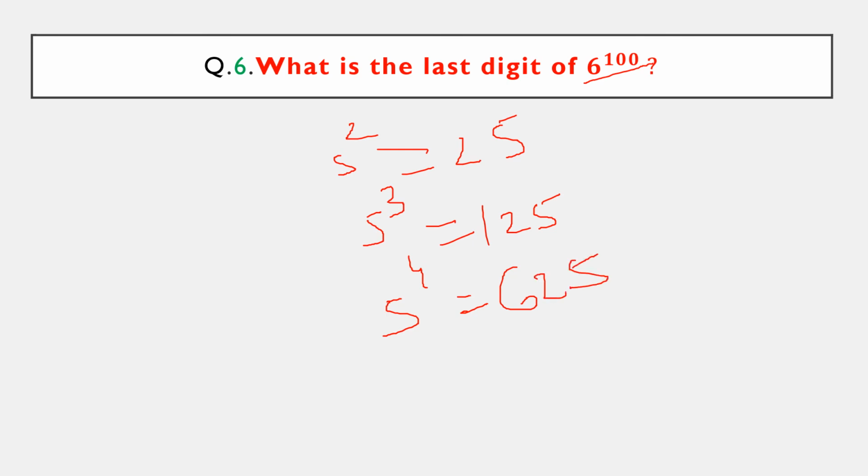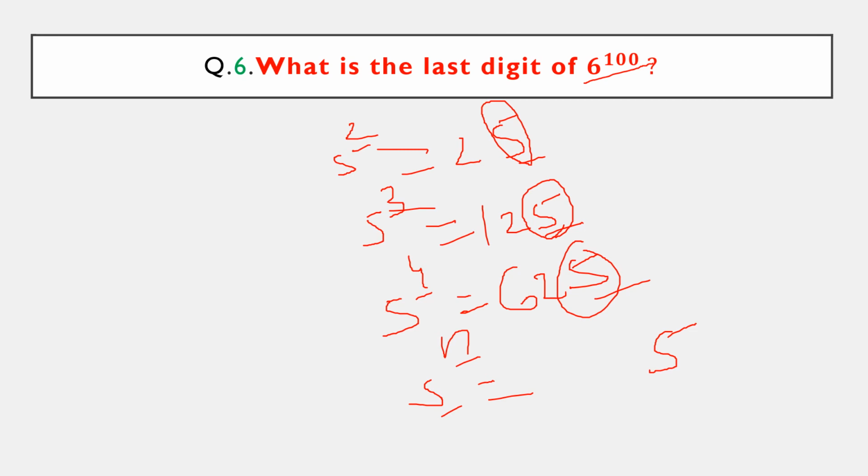Okay, so here the power is changing. When the power is changing, he asked what the last digit is. Here for 5, I got 5 only. Here also 5 only I got. Here also 5 only I got. Okay, so I can write, if we ask for 5 power n, whatever the power, for 5 the last digit is 5 only.